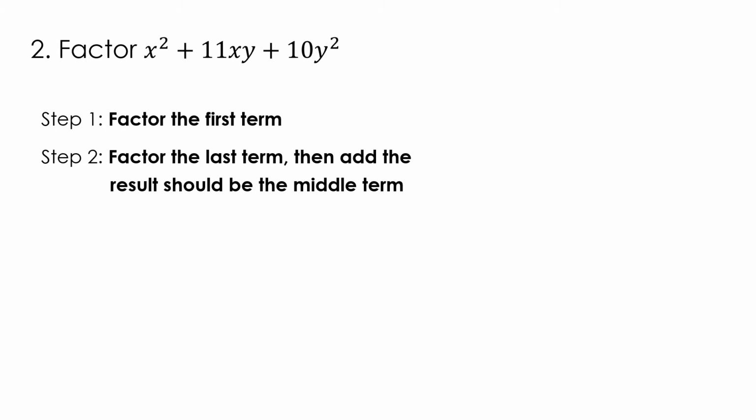Next, number 2, let's factor x squared plus 11xy plus 10y squared. Step 1 is to factor the first term. So we all know that the factor of x squared is x times x. So we have now x times x. These are the factors for your x squared. And then factor the last term.